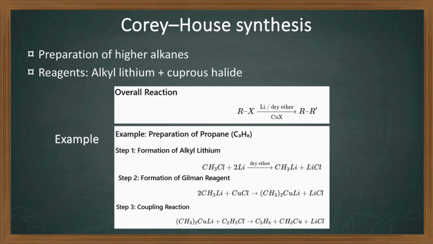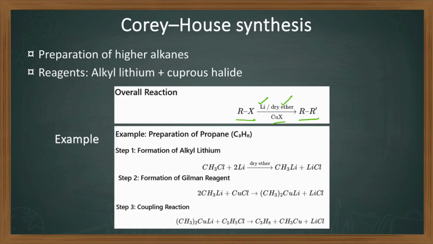The next reaction is Corey-House synthesis. It's a very ideal synthetic strategy for preparing higher alkanes and unsymmetrical alkanes. This synthesis takes place in multiple steps, and we see how it happens now. The overall reaction can generally be given as alkyl halide in presence of lithium metal, dry ethyl ether and copper halide giving alkanes.